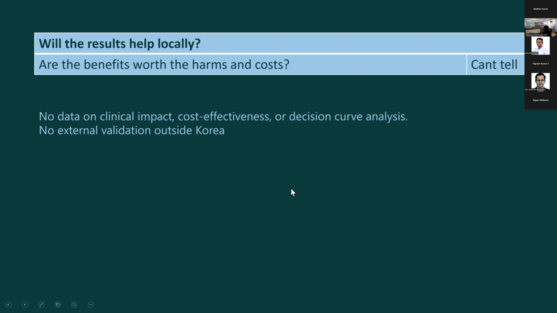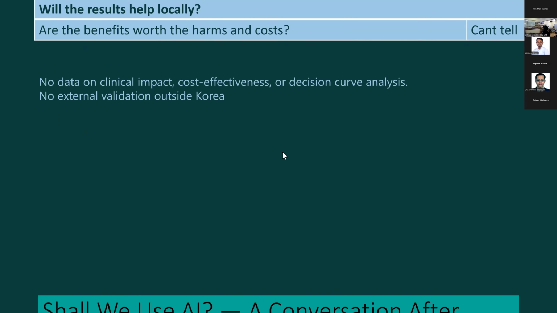Are the benefits worth the harm and cost? We cannot tell because there is not much data on the clinical impact, cost effectiveness, and decision curve analysis, and there is no external validation outside Korea. So regarding the cost effectiveness, why we are concerned is that using an AI model would require a lot of cost in terms of manpower, electricity, the system required for running, and all the technical stuff, which will contribute significant cost to the existing healthcare system. If that had been explicitly described, it would have been useful.